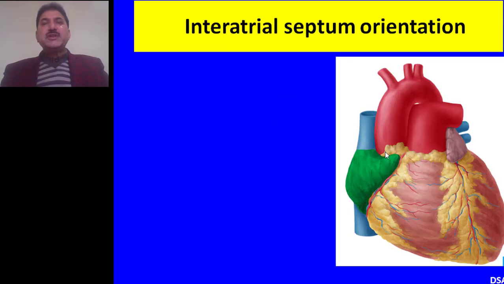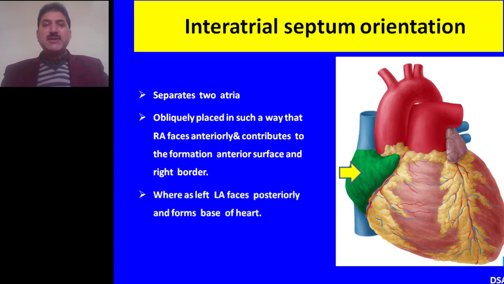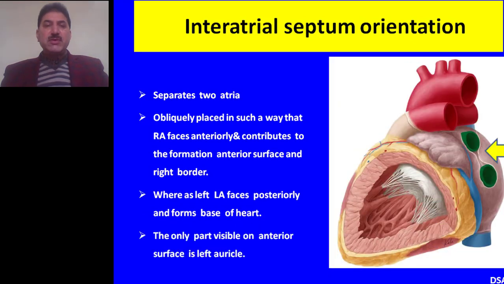Now, what is the orientation of interatrial septum? Right and left atria are separated by an interatrial septum. This septum is obliquely placed in such a way that right atrium faces anteriorly and contributes to the formation of anterior surface and also the formation of right border of the heart, whereas the left atrium faces posteriorly and forms base of the heart, as shown in this figure. The only part of left atrium visible on anterior surface is left auricle.